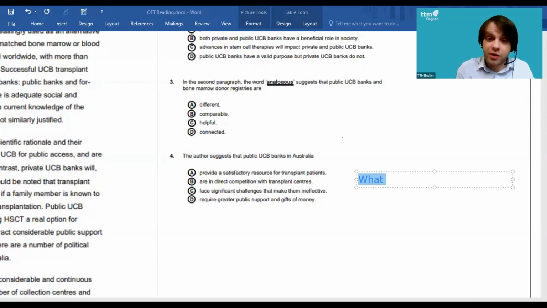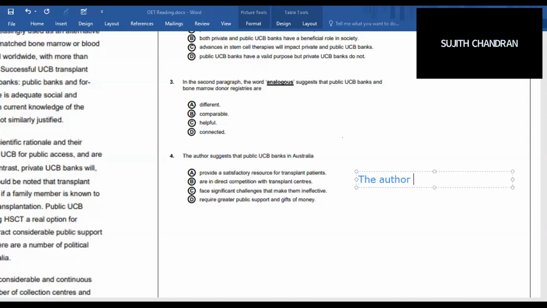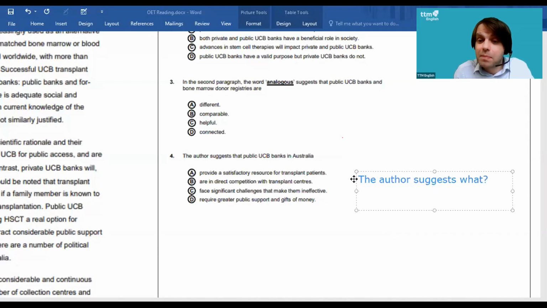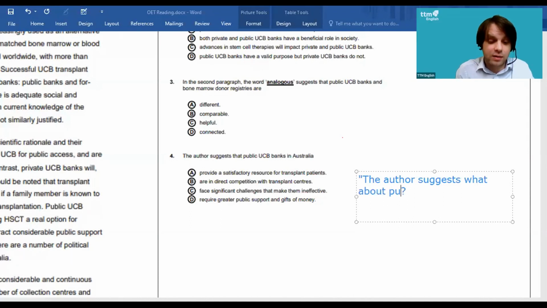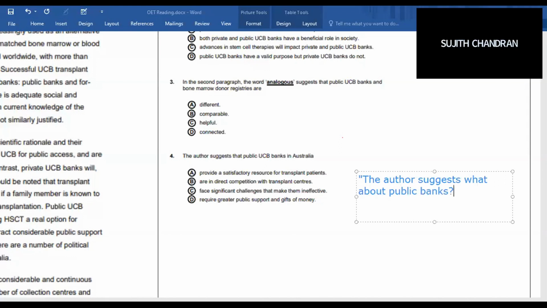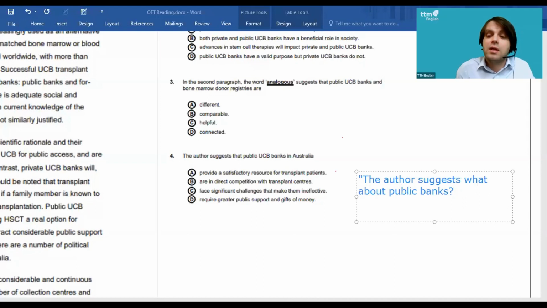The author suggests what? Or you could say, what does the author suggest? Yeah, but we'll do this one for now, Sujit. The author suggests what about public banks? That's our question, all right? Put like this. Can everyone remember that, please? Because I'm going to remove it. Can you all remember it? The author suggests what about public banks?